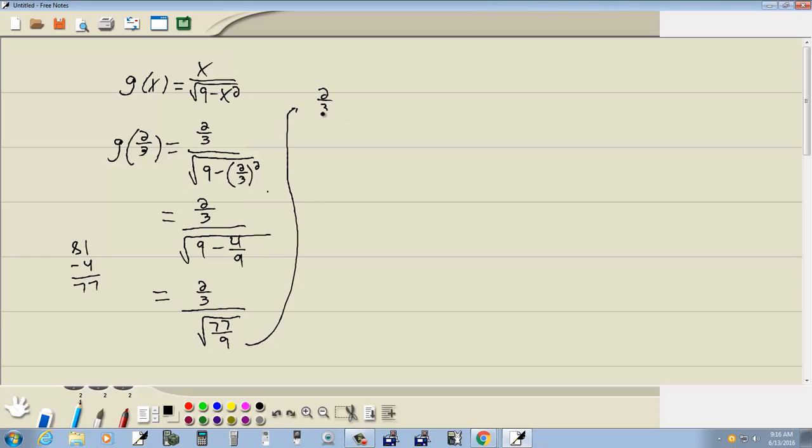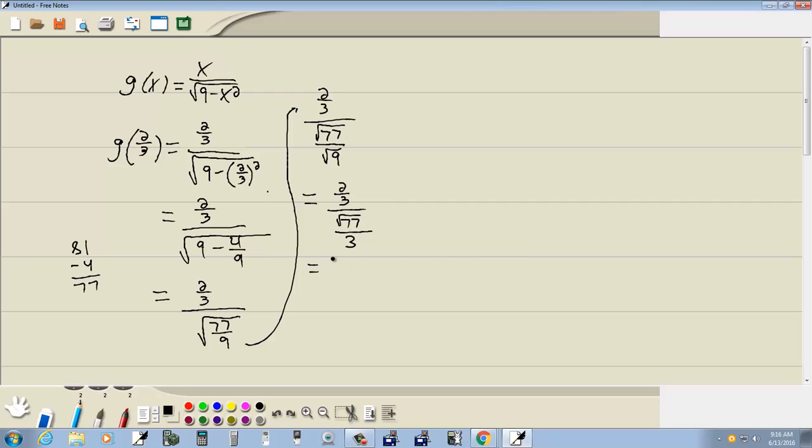So I got 2/3 over. Now here we got a fraction inside of radical. We can't have that, so we'll split it up. We'll put a radical on top, so square root of 77. And we'll put a radical around the bottom, which would be 9. So then we got 2/3 over square root of 77. That doesn't break down any. 77 is 7 times 11. And square root of 9, which is 3.